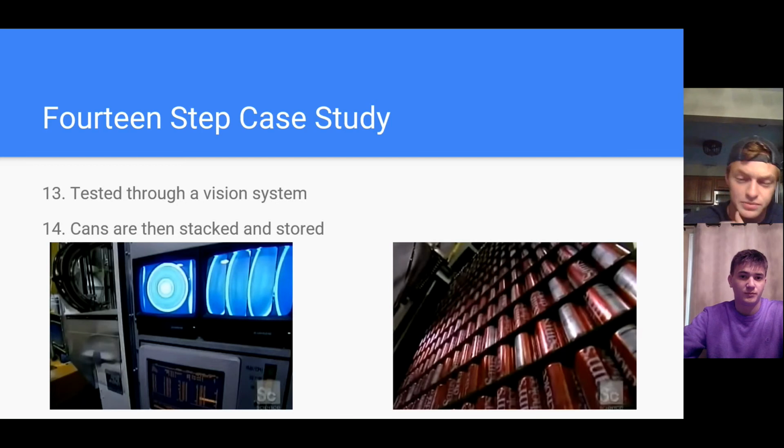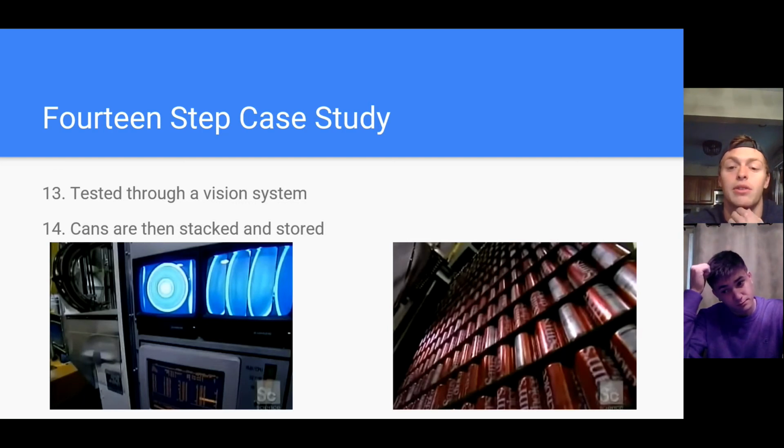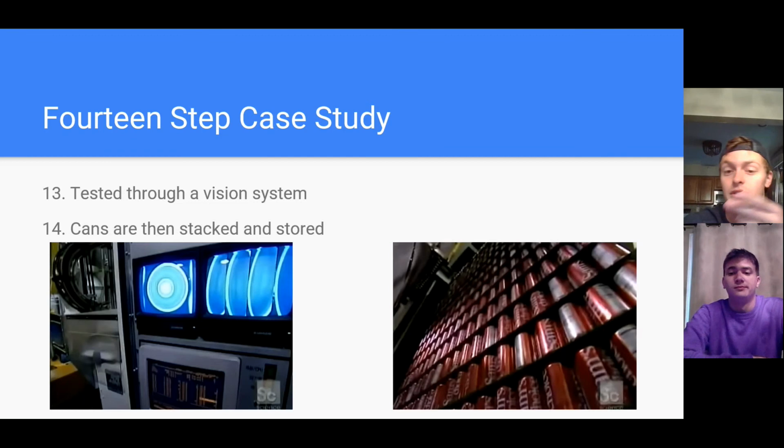Okay, so at this point, the cans are then tested through a vision system. This is where they look for any damaged physical features to the cans or, for some reason, ink on the inside of the cans. And obviously, if they find these things, the cans are removed, and only the good cans are then transported to be stored and stacked for eventual use. And at this point, there's no Coca-Cola in the cans.